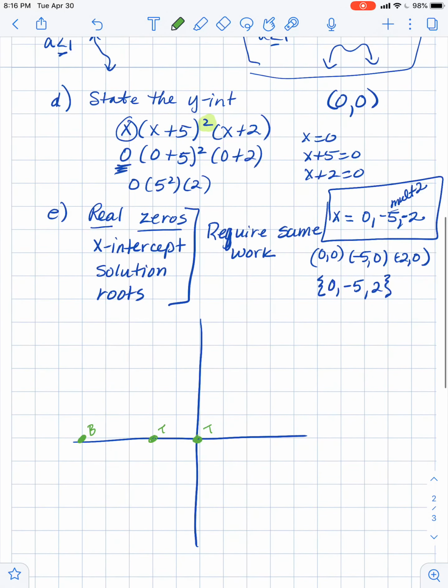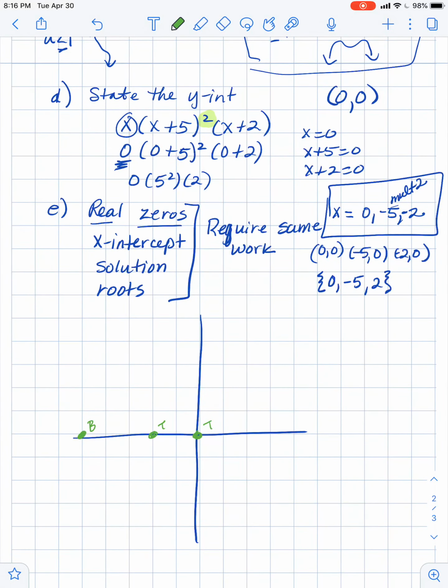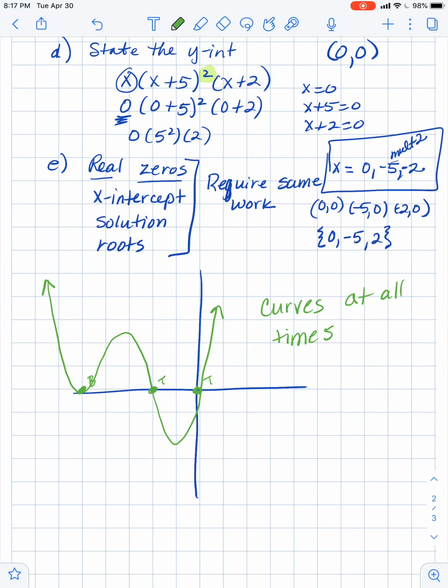So all I need to do now is sketch in my graph. So I know it's going to come down, it's going to touch and bounce off of that, it's going to come back up and back down, and then back up. I kind of missed that point there just a little bit. So a couple of things, guys. One is this graph curves at all times. So it should never look like you have a straight line anywhere. It's going to curve at all times. Okay? That's F.